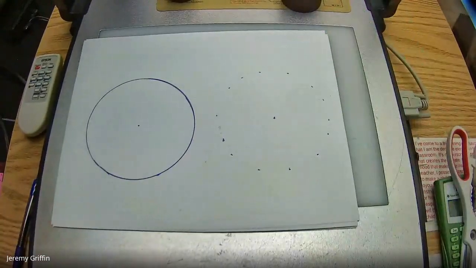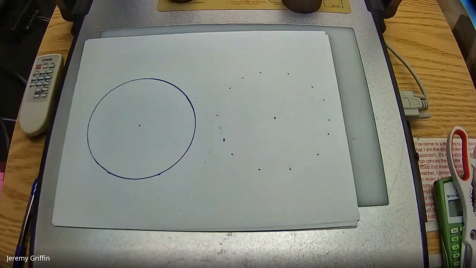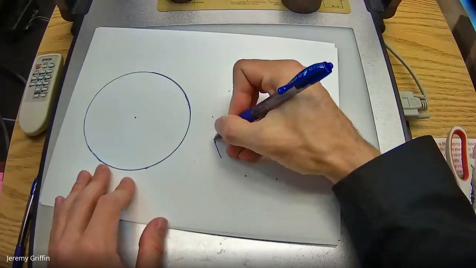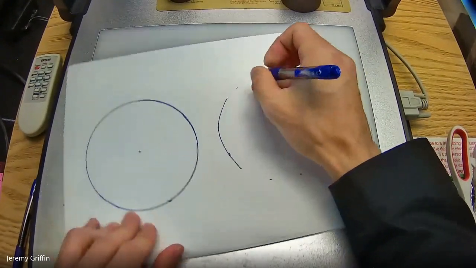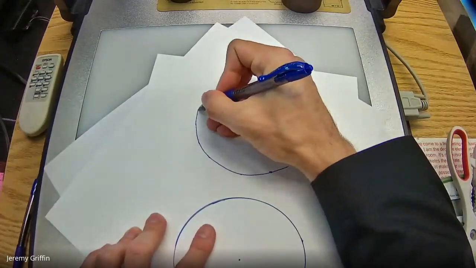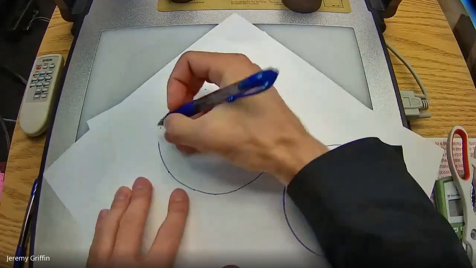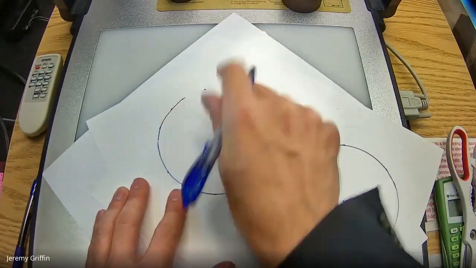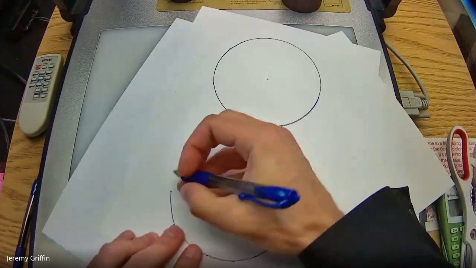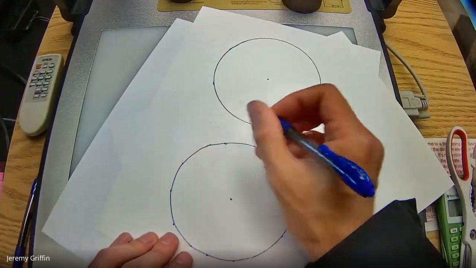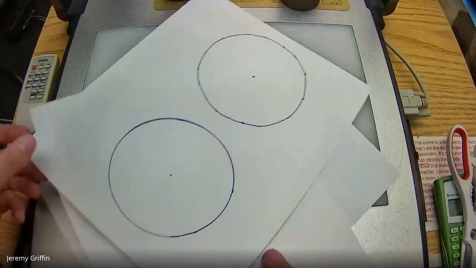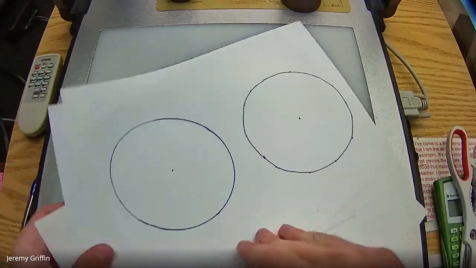All right. So now I got a bunch of points, and all I have to do is go around and connect them with a smooth curve. That should give me a pretty good circle. Something close enough, anyway. Right, there you go. Two different methods, same size circles.